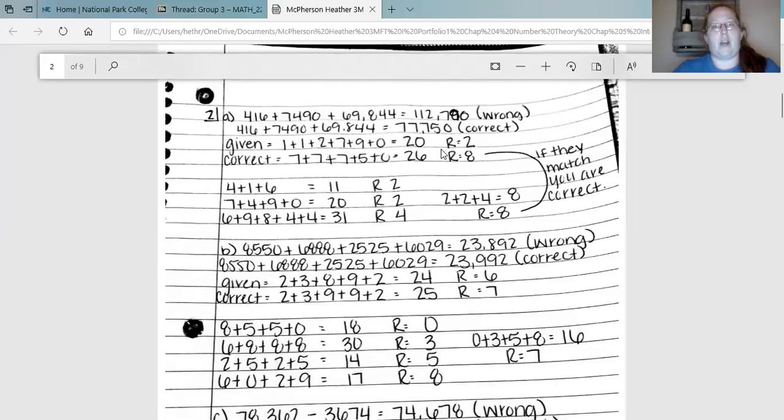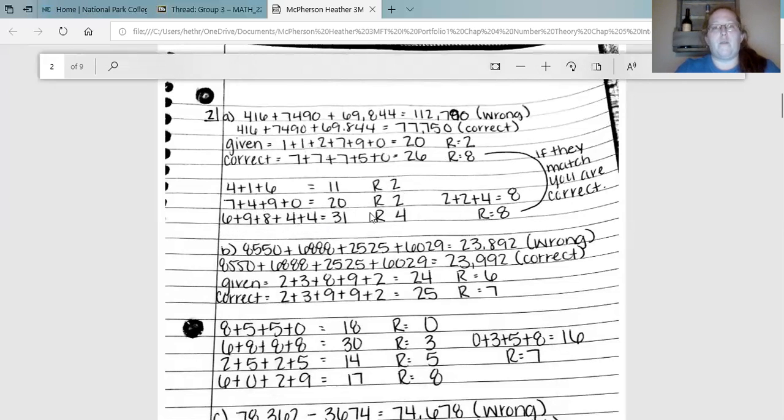And you would do that also for the correct answer. Once you find both remainders of those numbers, you go back to the original problem, and you're going to add those digits in each number together and also get those remainders. So for instance, 4 plus 1 plus 6 equals 11 with a remainder of 2. 7 plus 4 plus 9 plus 0 equals 20 with a remainder of 2. And 6 plus 9 plus 8 plus 4 plus 4 equals 31, which would then have a remainder of 4.